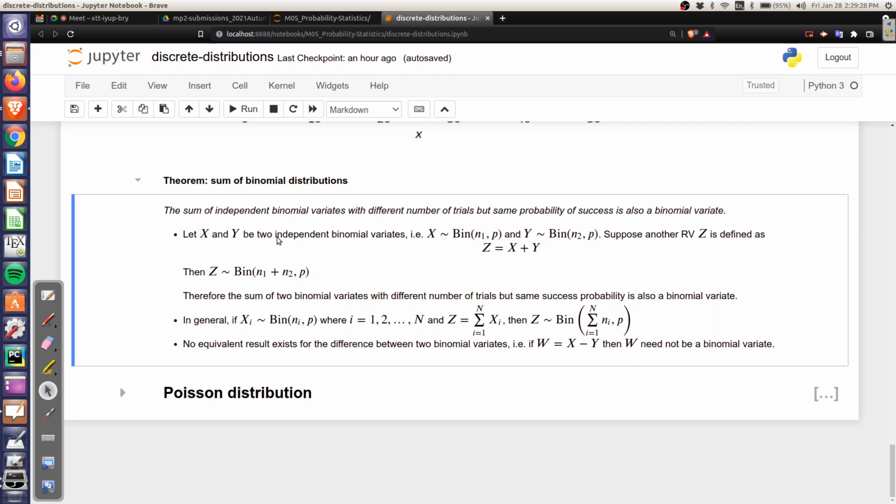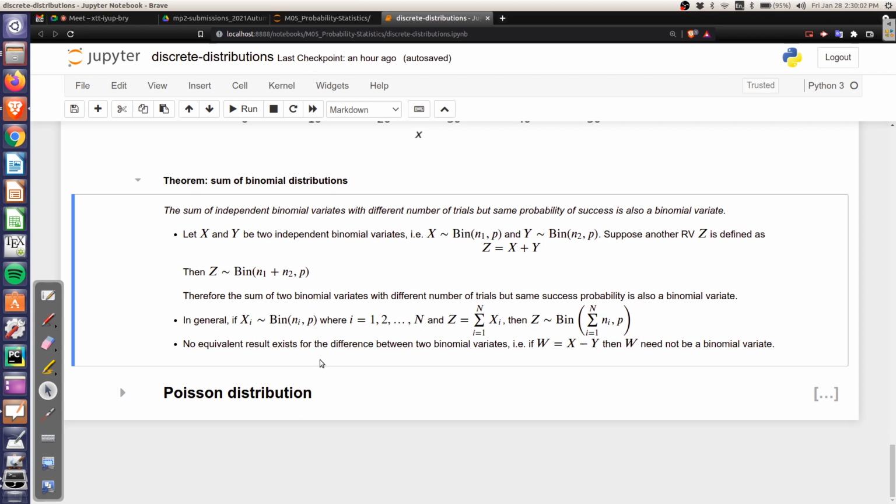Here I have spoken about only two independent binomial variates, but you can extend this idea to the case where I have n such binomial variates. If I have, let's say, capital N such binomial variates, xi, and Z is simply the sum of all of these binomial variates, then Z will also be a binomial variate. The number of trials for Z will be the sum of the individual numbers of trials, and I'm assuming that all of them have the same probability p. So this is a general form of this theorem.